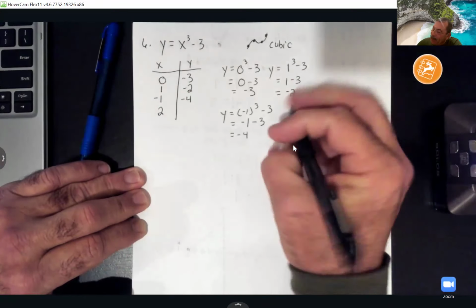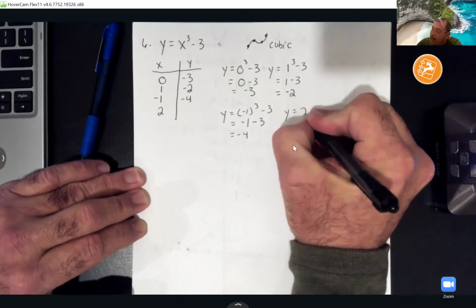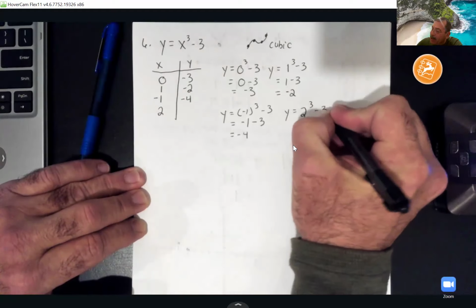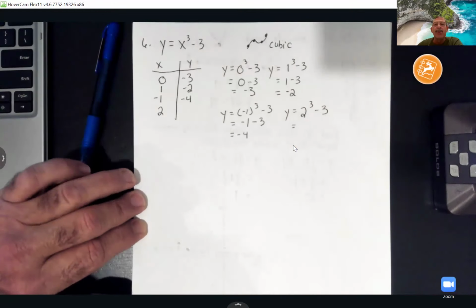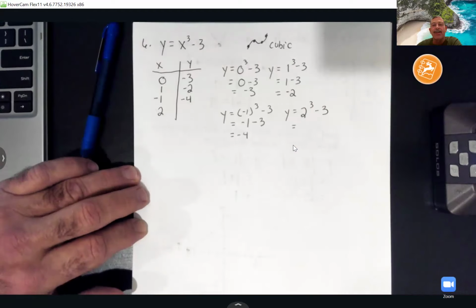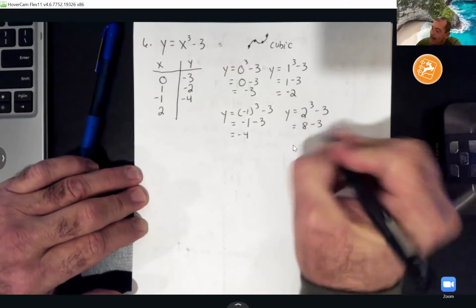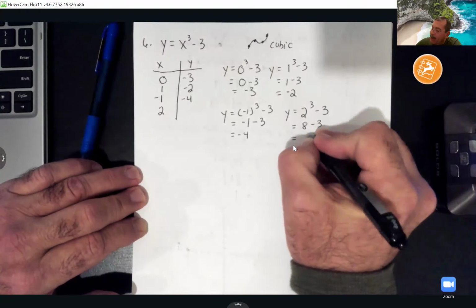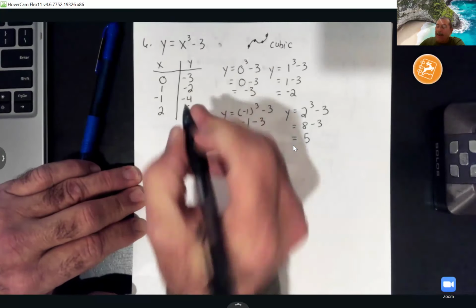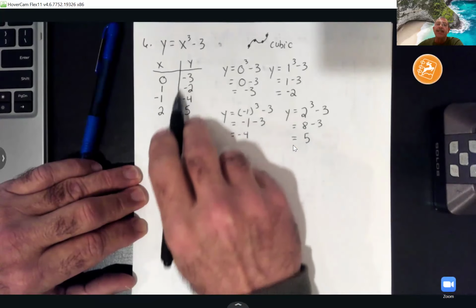And then we got a 2. So let's see. y equals 2 cubed minus 3. So y'all, 2 cubed is 2 times 2 times 2, 8. And 8 minus 3 is going to give me a 5 on that. So we were able to keep them fairly small.